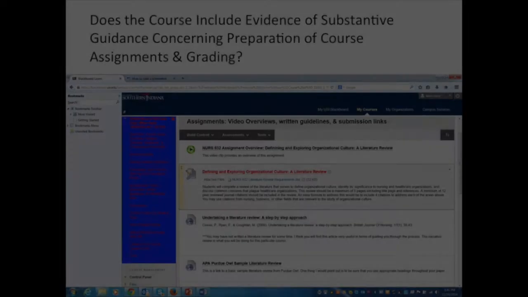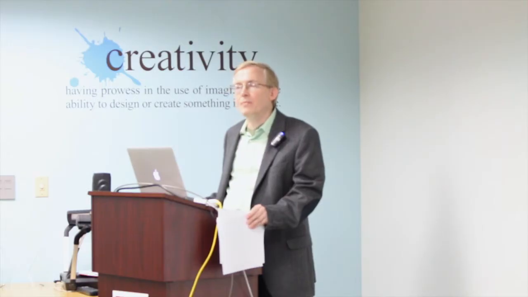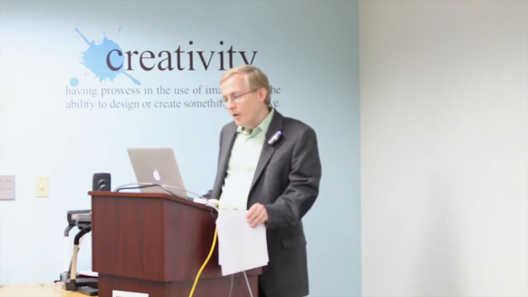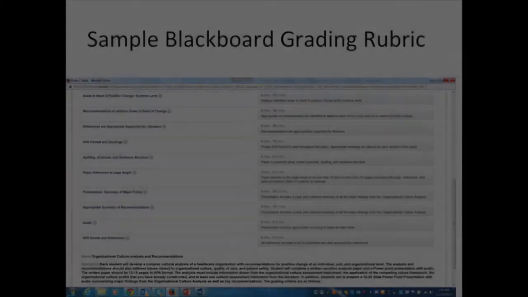Another question: does the course include evidence of substantive guidance concerning preparation of course assignments and grading? Another question I ask myself is, what evidence do I have, and what would be an example of this evidence? This is my 632 course, Administration of Nursing and Healthcare Organizations. So what do I typically include? And this assignment is a literature review.